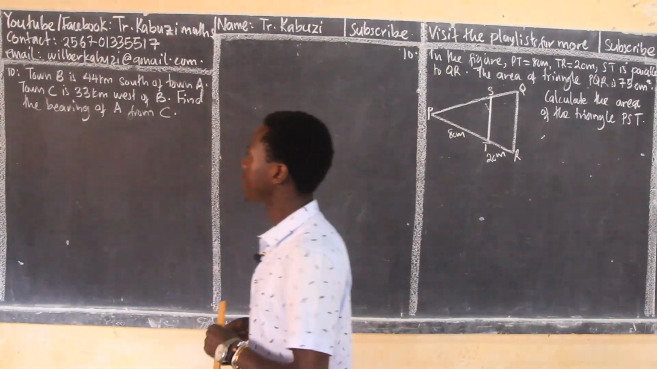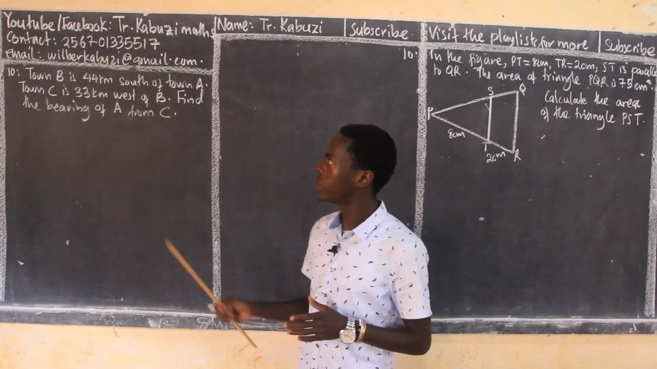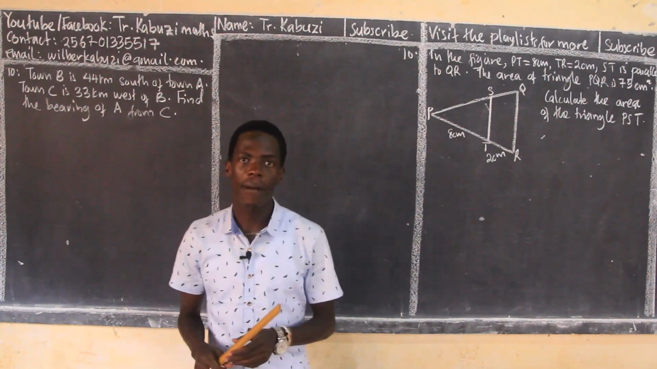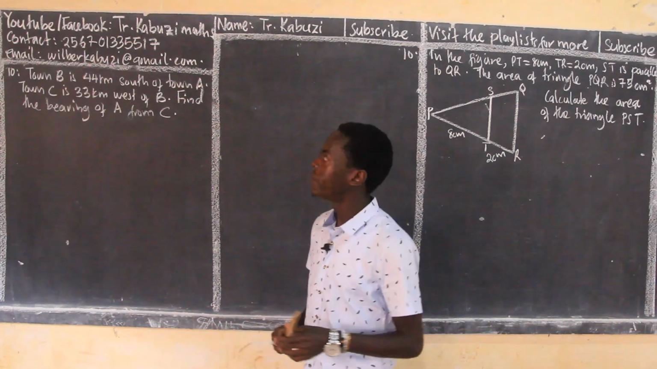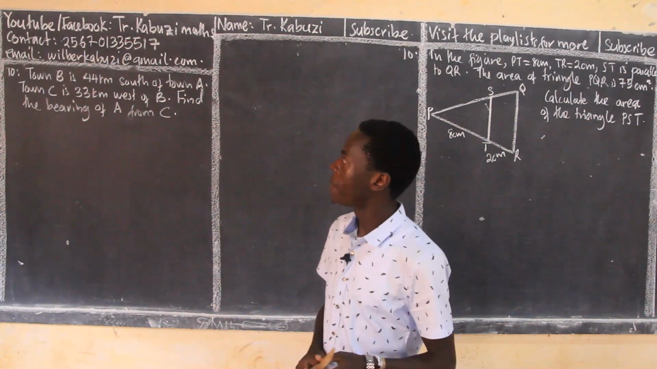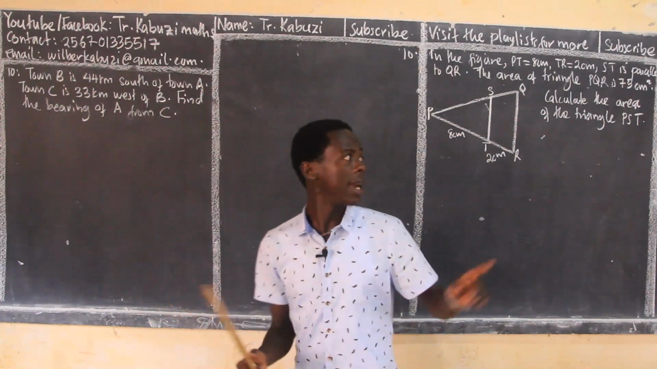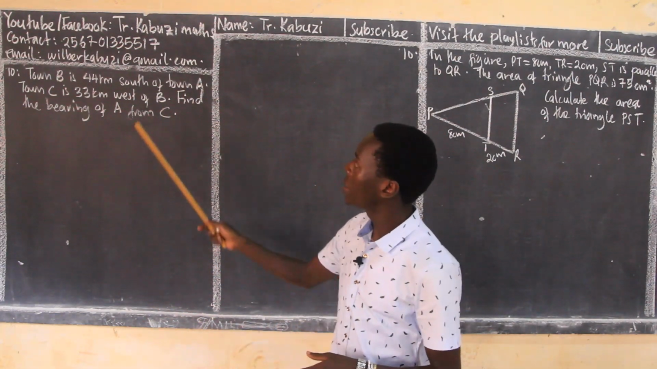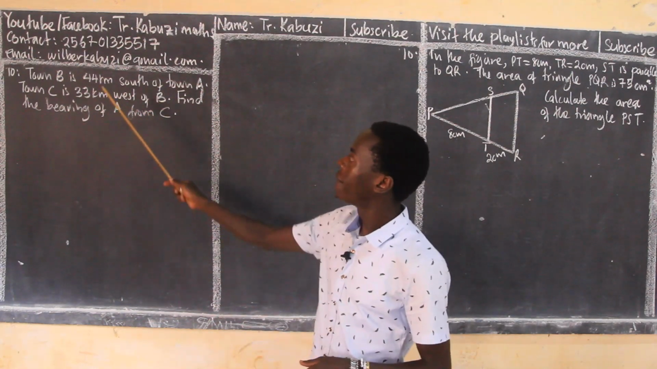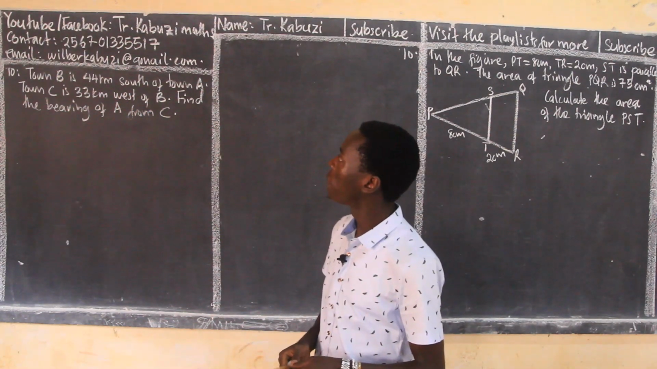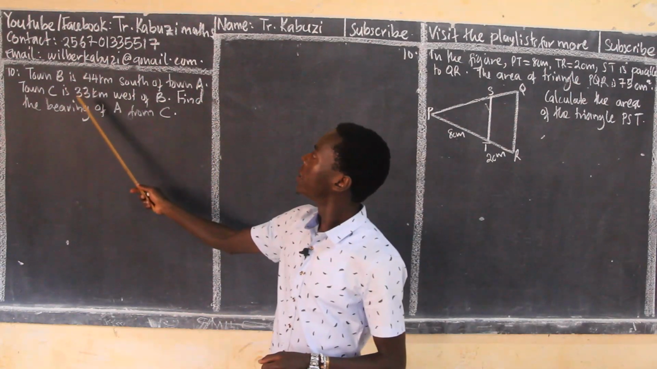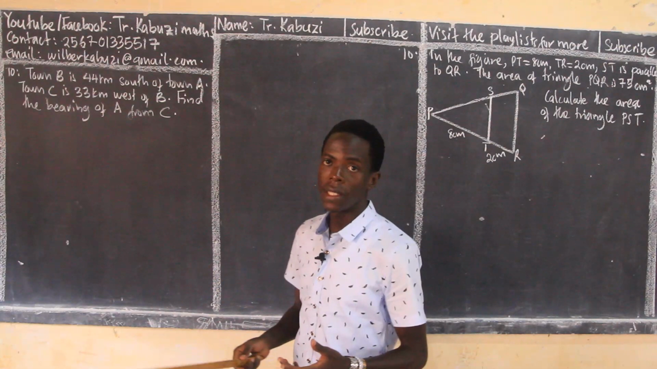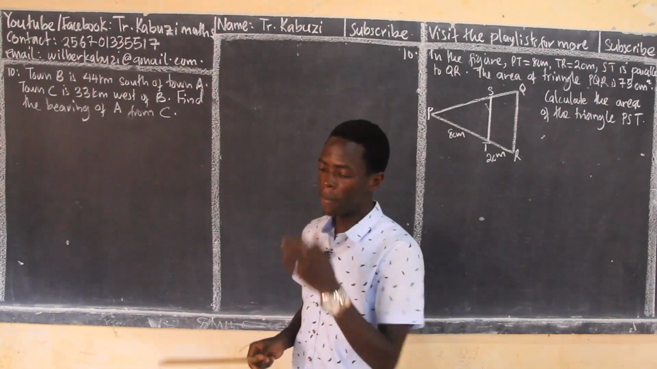Okay, now members, the next number I'm going to do is number 10 for paper 1 and also number 10 for paper 2, because the numbers were not fitting. So this one was coming from there, this is now for paper 1, the other one is for paper 2, number 10. This one says town B is 44 kilometers south of A. Town C is 33 kilometers west of B. Find the bearing of A from C. Here the word "from" is so important.